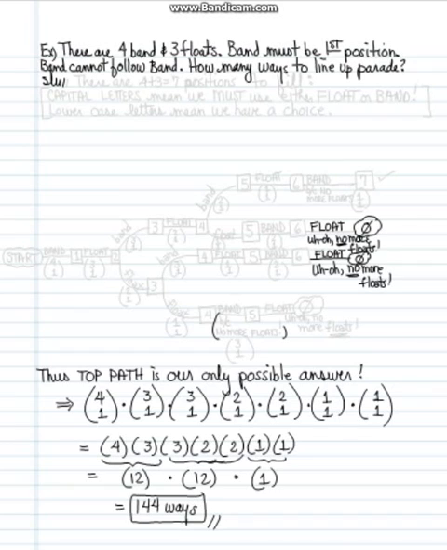There are 4 bands and 3 floats. The band must be in the first position. A band cannot follow a band. How many ways are there to line up the bands and the floats in the parade?